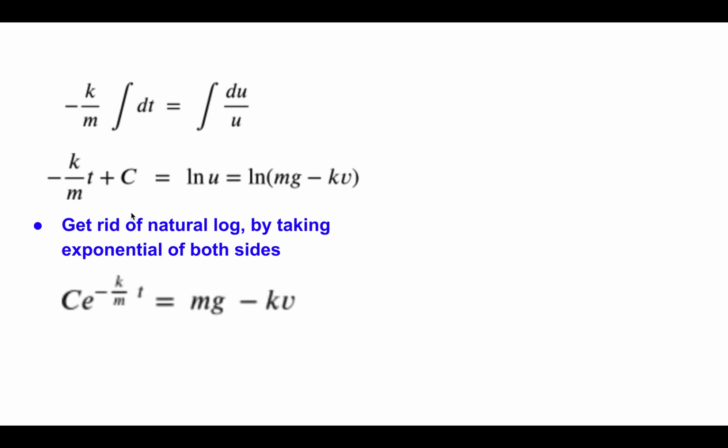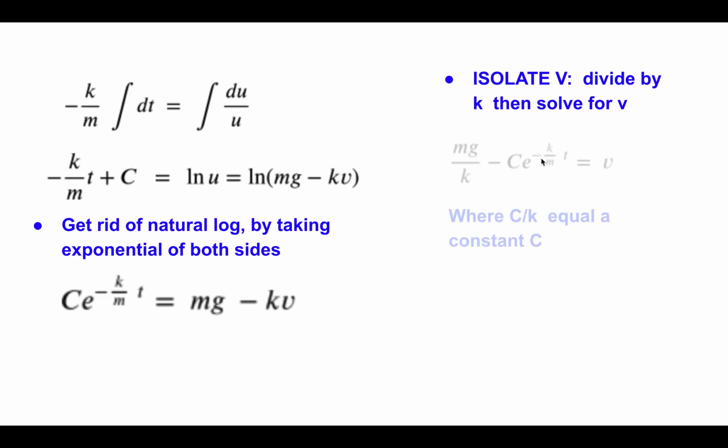I've skipped a couple of steps here, but I think you should be comfortable with this algebra. So I'm going to have my constant in front now, e to the minus kt over m. Again, I have my exponentially decreasing function. I get my mg minus kv. And now the next step is we're going to isolate v. In order to do that, I'm going to divide both sides by k. So I divided by my m and brought my mg over.